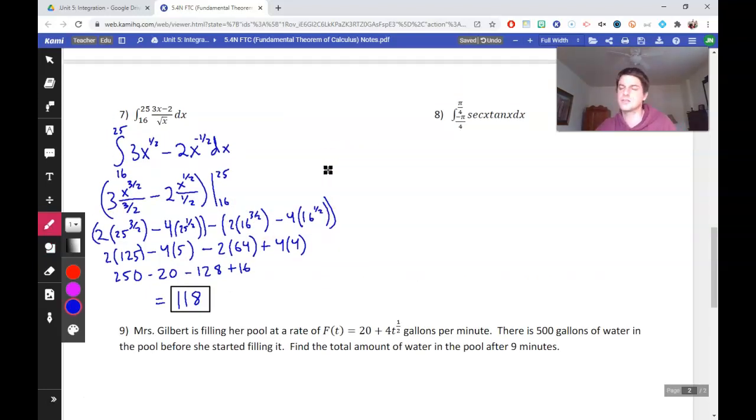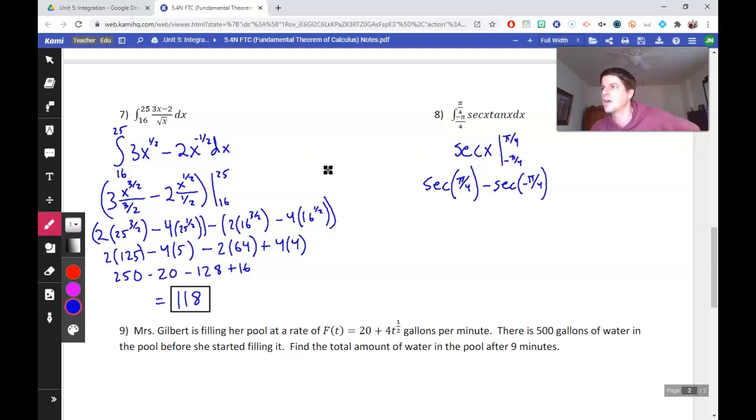Coming over here, this one's a little easier if you remember your trig, so maybe not easier for some of us. The antiderivative of secant of x tangent of x is going to be secant of x, evaluated from negative pi over 4 all the way to pi over 4. So what does that mean? That really means secant of pi over 4 minus secant of negative pi over 4.